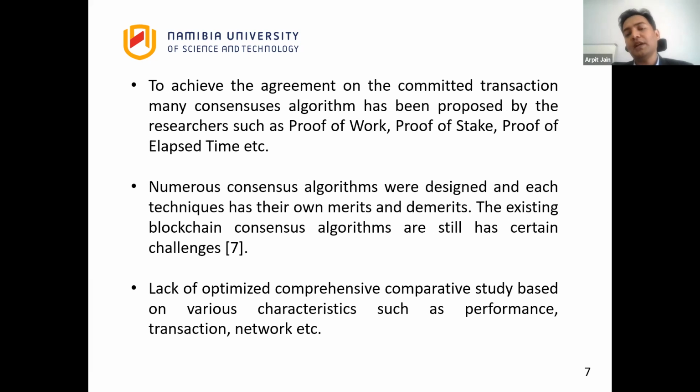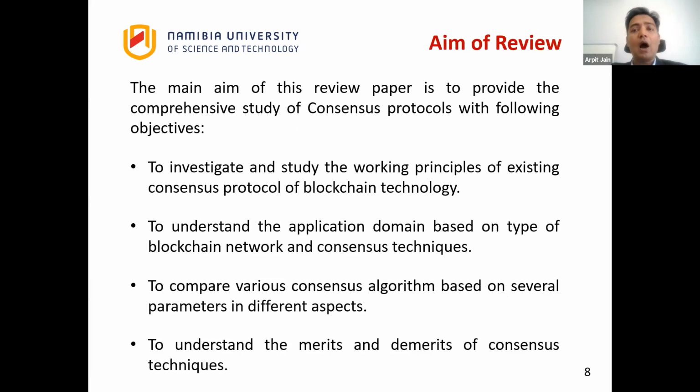There is a lack of an optimized, comprehensive comparative study based on various characteristics such as performance and transactions. Many researches are done but without a clear indication on specific aspects. So the aim of this review paper is to provide a comprehensive study of consensus protocols with the following objectives. First, to investigate the working principle of existing consensus protocols of blockchain technology; to understand the application domain based on type of blockchain network and consensus techniques; to compare the various consensus algorithms based on several parameters and different aspects, like performance, network, and security, which we will see in the table later; and to understand the merits and demerits of consensus techniques, because every consensus has its own advantages and disadvantages.